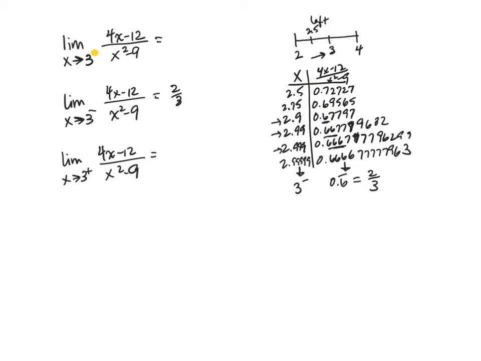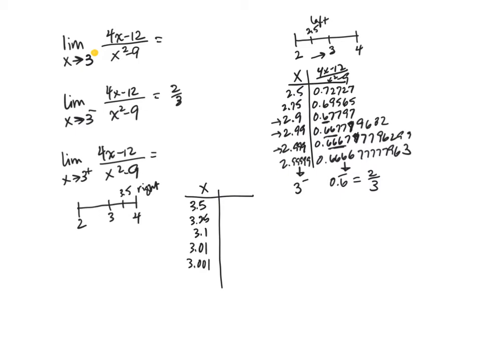So I just want to do the same thing on the other side. Limit as x approaches 3 from the right. On the right of 3 is a number like 3.5. And then again, I want to move toward 3 from the right direction. So now I'm going to do 3.5, 3.25, 3.1, 3.01, 3.001, etc. in my x column. And we get these sorts of results.